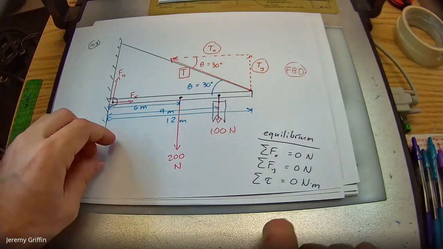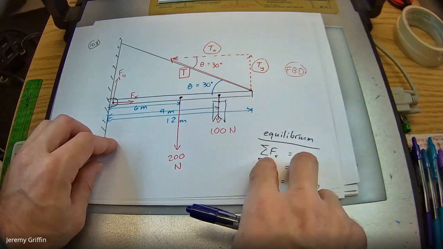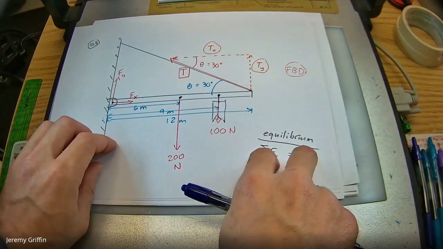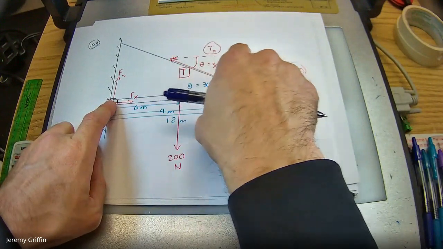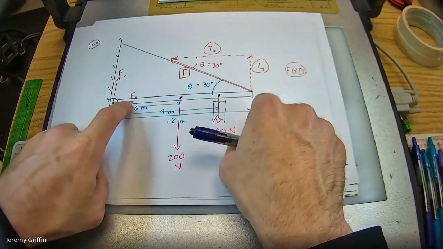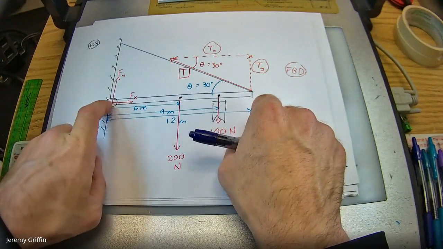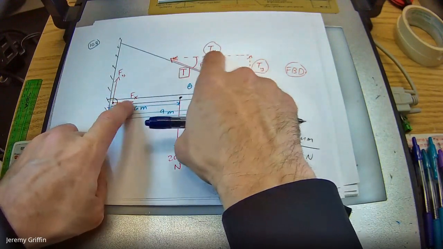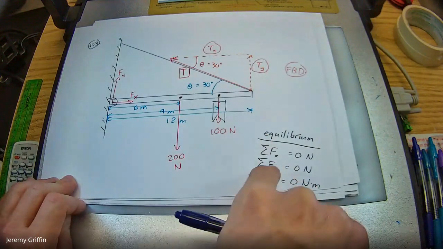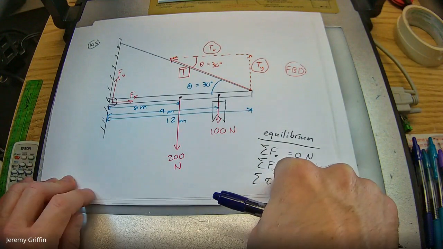Okay? That's to say, if we go through each one of these conditions, this top one, the sum of the forces in the x equals 0. Well, there are 2: the x component of the tension, and the x component of the force from the pivot point. Those have to be the same magnitude. They have to be balancing each other out, so this thing isn't moving right and left. Okay? In the y direction, it has to be 0.